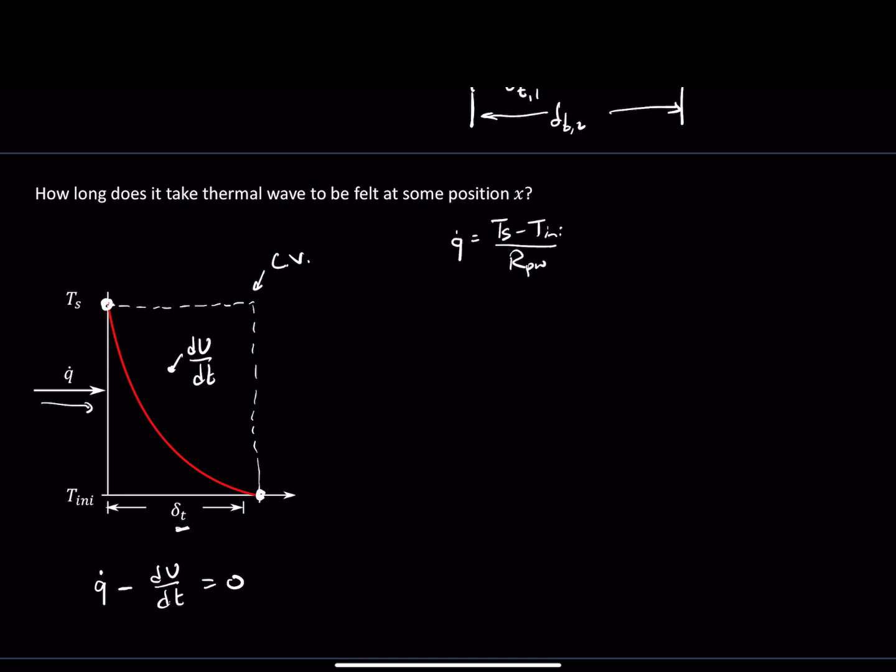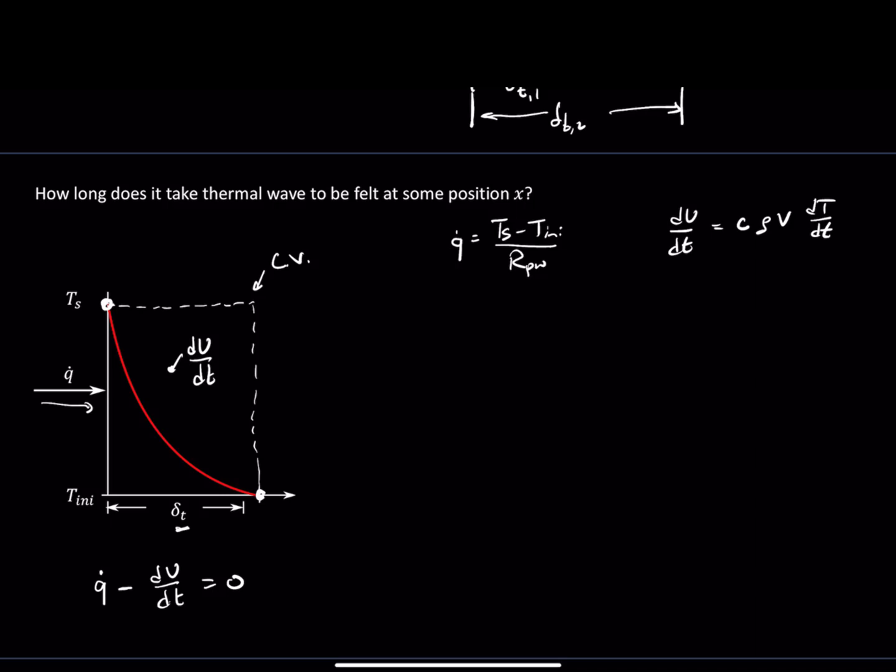The du dt term is going to be equal to the mass times the specific heat times the change in temperature with time. So for us, specific heat is C, and mass is going to be rho times the volume times dT. So a few things here.